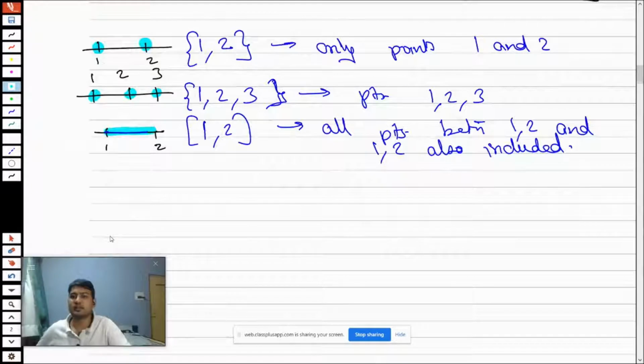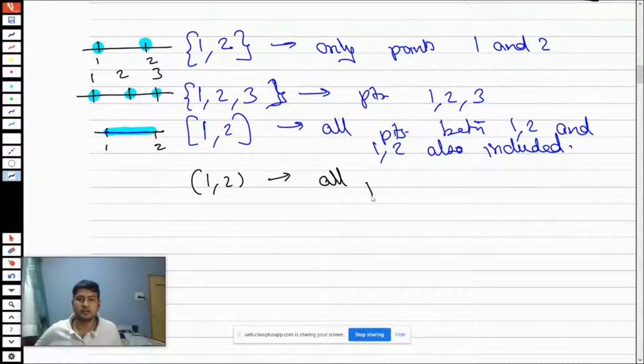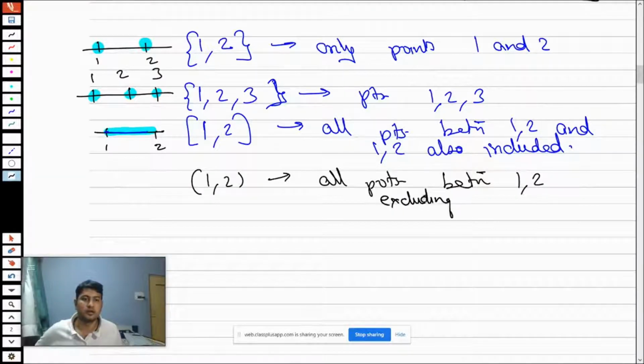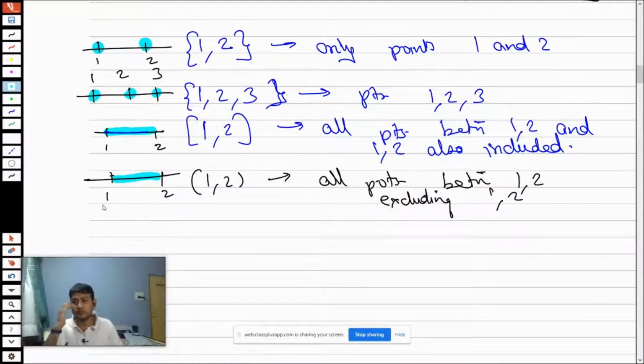And the final thing is the open bracket. So the open bracket would be (1, 2). This means all points between 1 and 2, excluding 1 and 2. So it would be 1 to 2, but not including the boundary points. So it would be like this. 1 and 2 are not included.